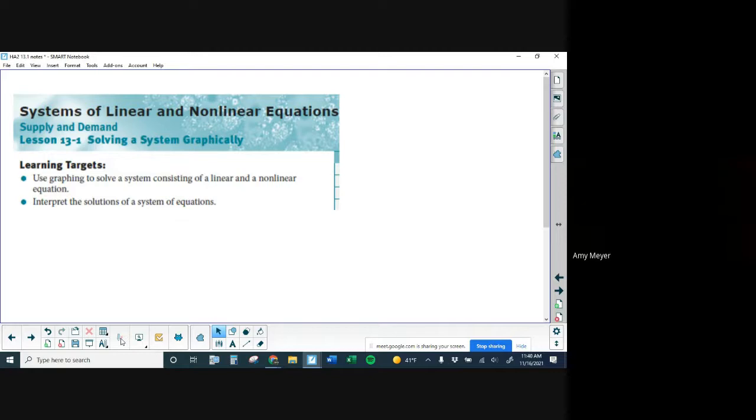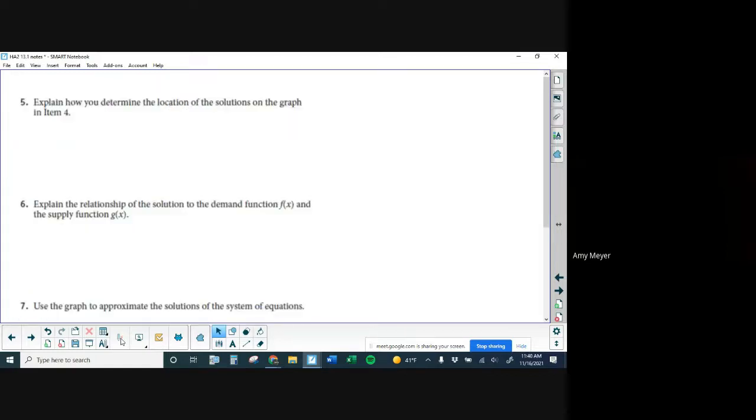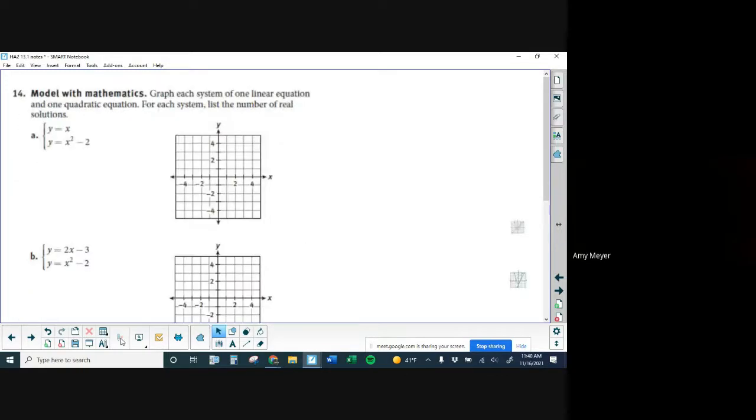There's kind of a word problem we'll discuss in a minute. Go ahead and look at page 215. These are some you probably did in Algebra 1 or something similar to this. We'll do the first one together. It says, graph each system. A system is just more than one function at a time. Graph each system of one linear equation and one quadratic equation. For each system, list the number of real solutions.